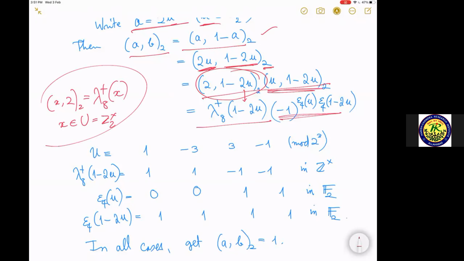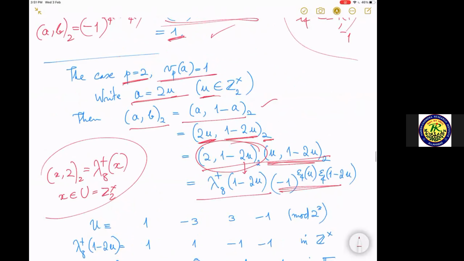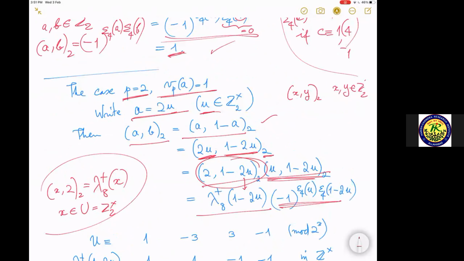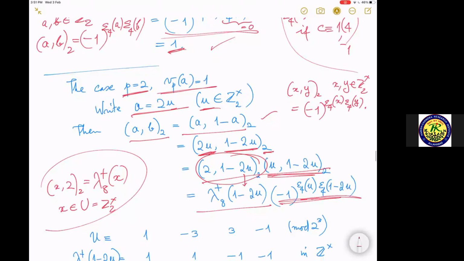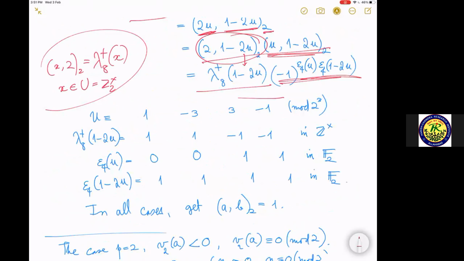So (x, y) for x and y in Z_2 star is equal to -1 to the power epsilon 4 of x times epsilon 4 of y. So that's what I've written here. Now, I'm sorry that you have to look at further possibilities. What can u be modulo 8? It can be 1, -3, 3, or -1. And then, what are the values of these things?